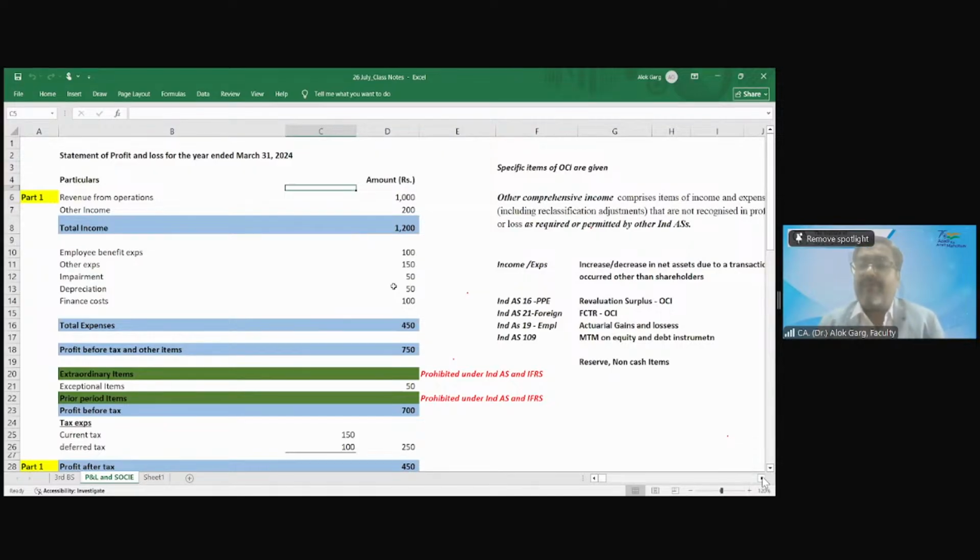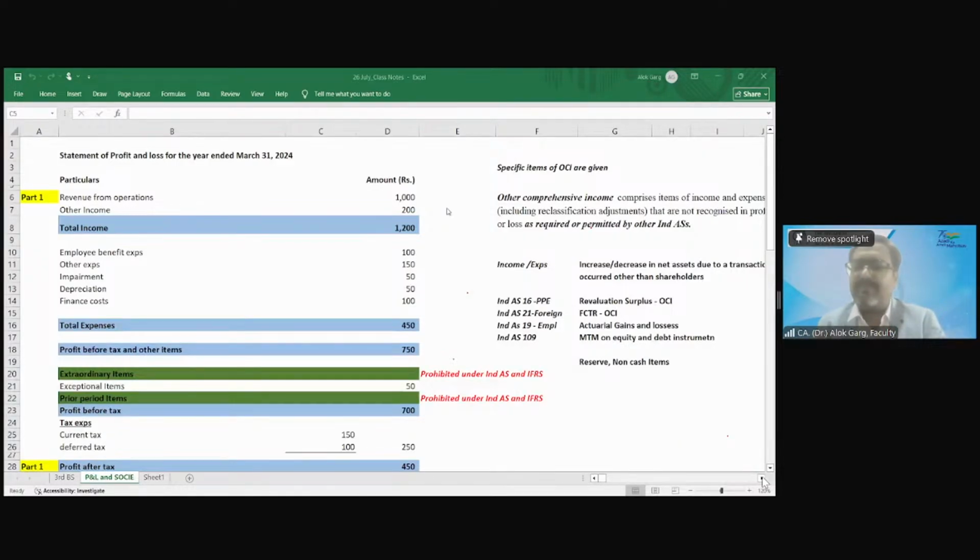Have you guys ever drafted a statement of profit and loss? Anyone who has not, have you guys seen the profit and loss? Seen and prepared. Have you guys audited any statement of profit and loss? Yes, sir. So you understand profit and loss. You understand there is a revenue, there are expenses, income, expenses, and the result is profit or loss, right? This is what it is.